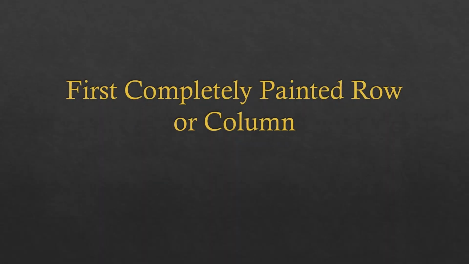Welcome to the presentation on the problem: first completely painted row or column. In this problem, our goal is to find the first step where a row or column in a matrix is completely painted.